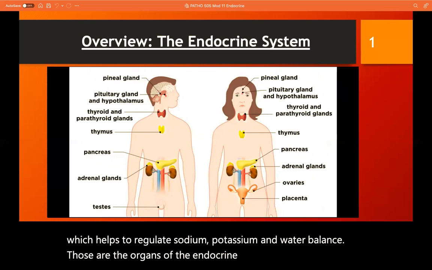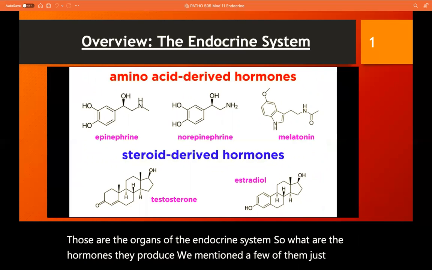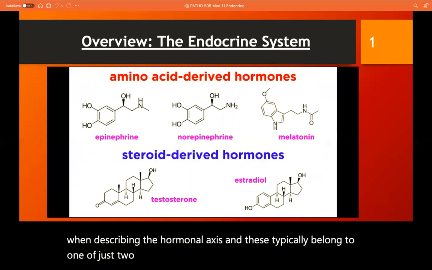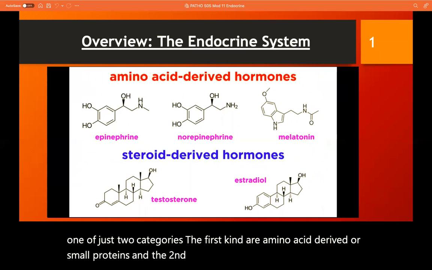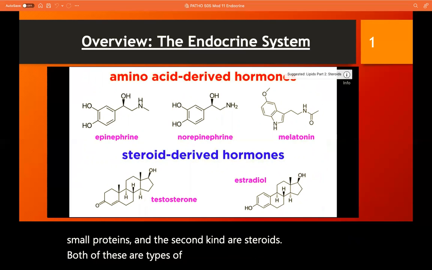So what are the hormones they produce? We mentioned a few of them just now when describing the hormonal axes, and these typically belong to one of just two categories. The first kind are amino acid derived or small proteins, and the second kind are steroids. Both of these are types of molecules we learned about in the biochemistry series, in case you need a little review.